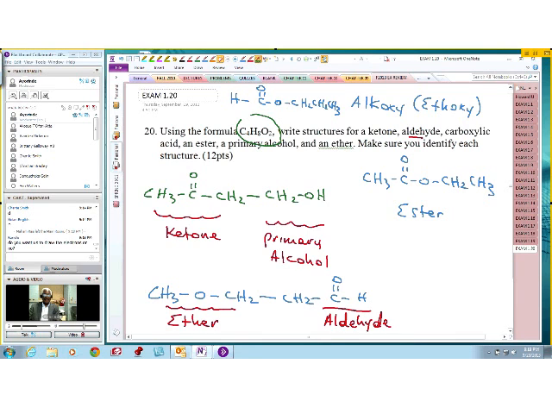And finally, they tell us to draw a carboxylic acid right here. A carboxylic acid could be this. Keep in mind we have how many carbons? 4 carbons.